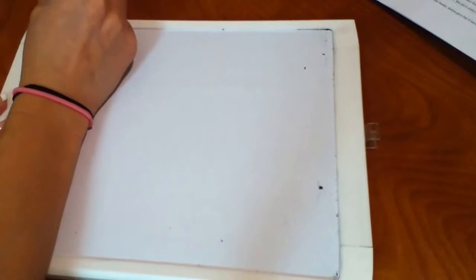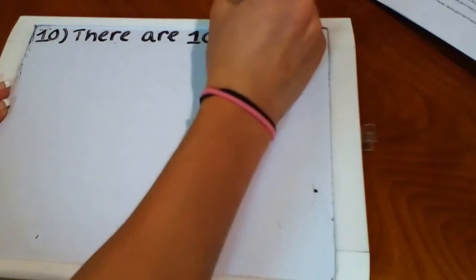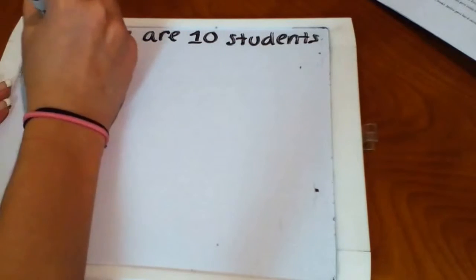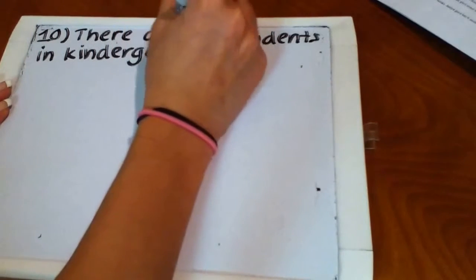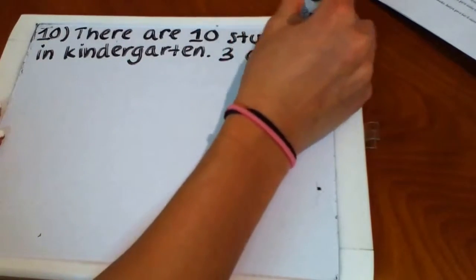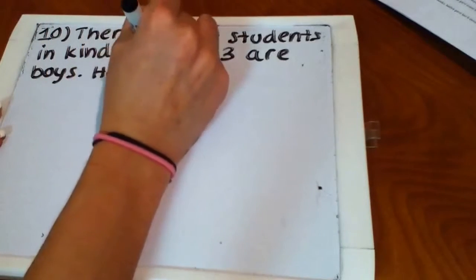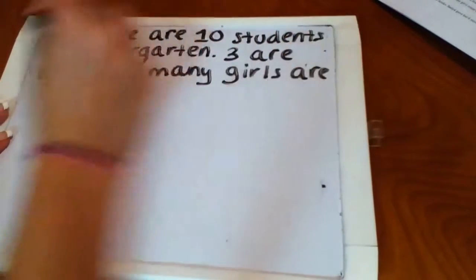So our next problem is problem 10, and it says there are 10 students in kindergarten. Three are boys. How many girls are in kindergarten?